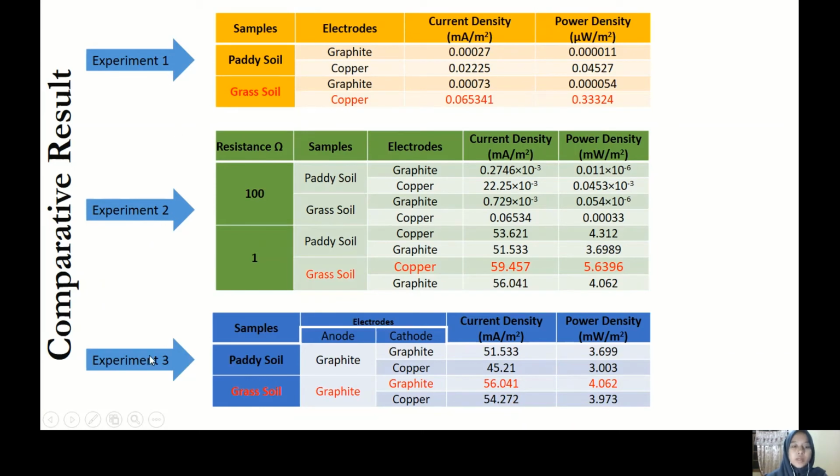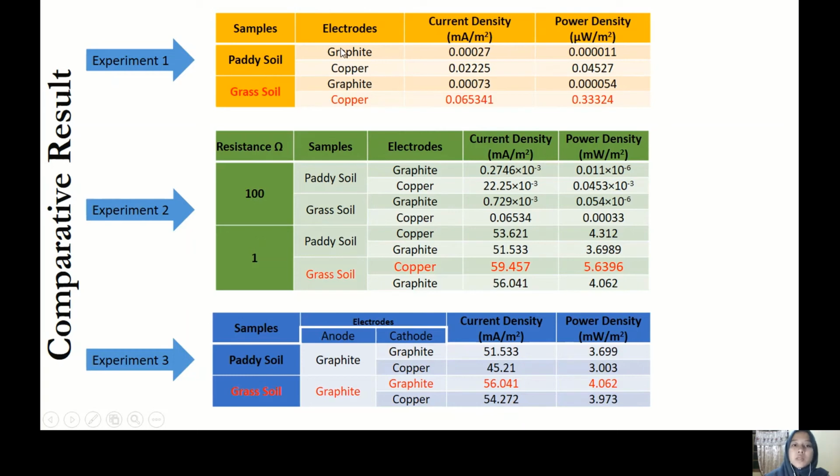So here is the comparative result for the average current density and power density for experiments 1, 2, and 3. For experiment 1, part A is to see the performance of the microbial fuel cell using different types of soil, which is paddy soil and grass soil. You can see, using graphite, grass soil has the better performance, which is 0.0073 milliampere per meter square for current density, and 0.00054 microwatt per meter square for power density.